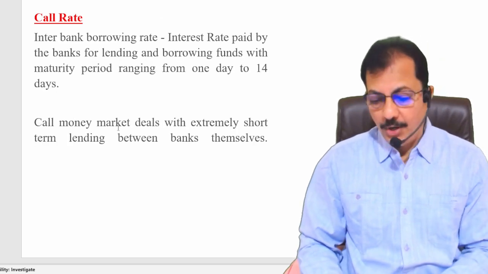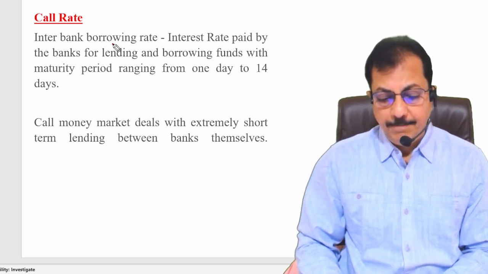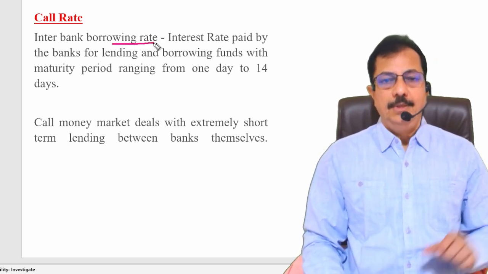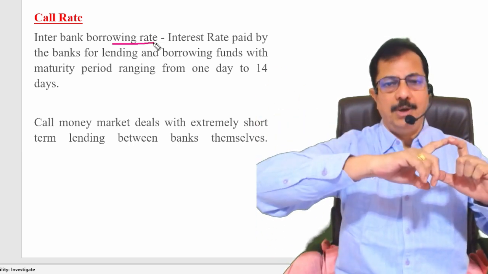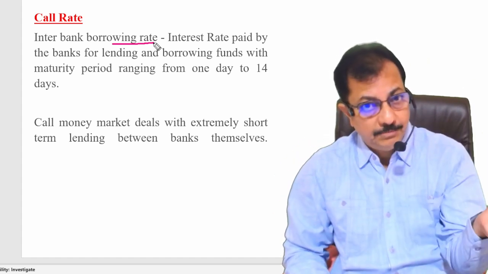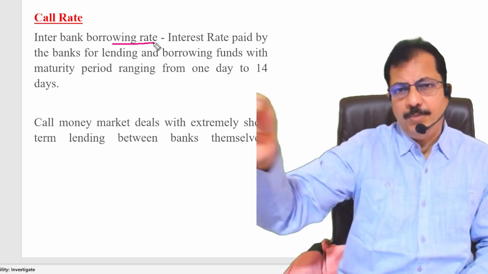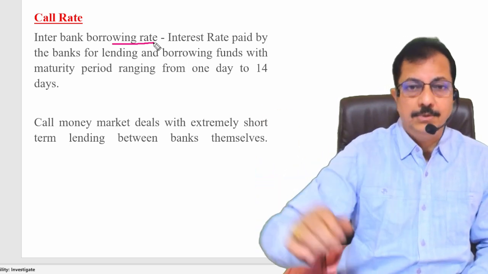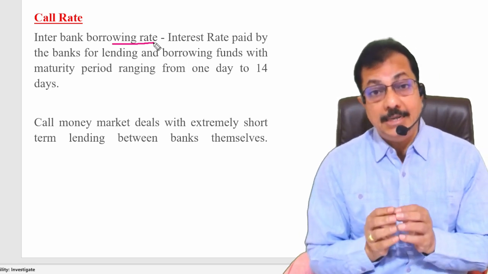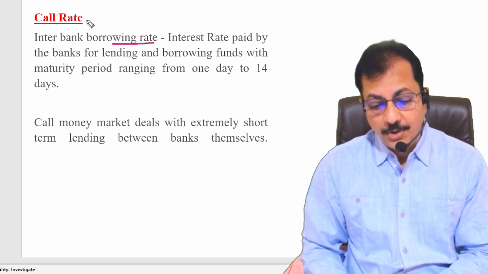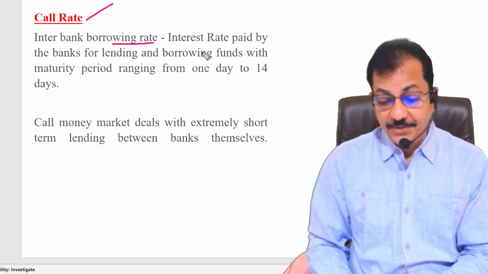Next, call rate. What is this? Interbank borrowing rate. RBI is giving loans to banks, meaning banks are taking loans from RBI. Can a bank take a loan from other banks? Yes. One bank is lending, the other bank is borrowing. That is called interbank borrowing, and that is called call rate. Should you have to pay interest on that? Yes, obviously. Is that okay?